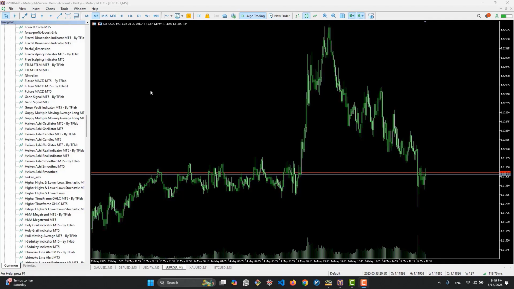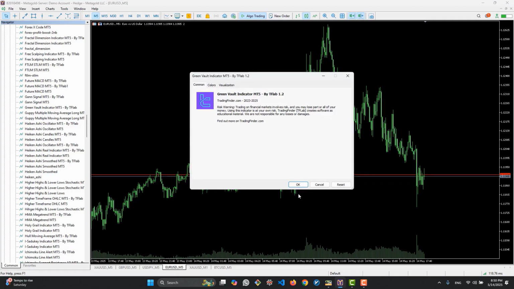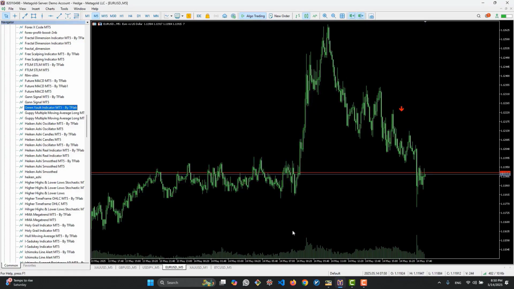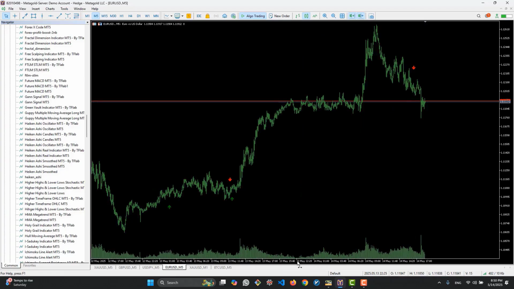Hello. In this video, I will be reviewing the green wallet indicator on the MetaTrader 4 and MetaTrader 5 platforms. This indicator generates buy and sell signals for us in such a way that the red arrows indicate sell signals and the green arrows indicate buy signals.